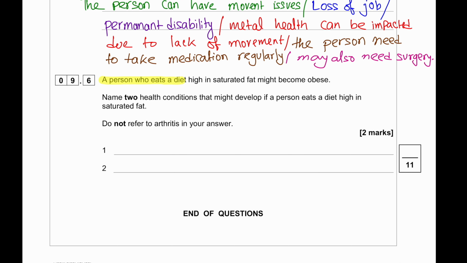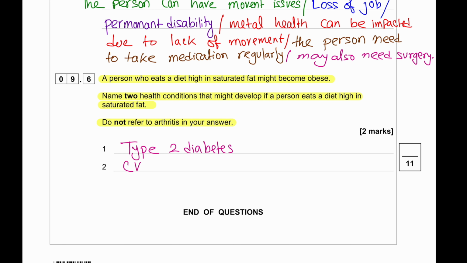A person who eats a diet high in saturated fat might become obese. Name 2 health conditions that might develop if a person eats a diet high in saturated fat. Do not refer to arthritis in your answer because we have already done it. Okay, great. So we can say the person can develop type 2 diabetes, because obesity leads to type 2 diabetes. Definitely the person may develop cardiovascular disease, or may have a heart attack or stroke. So these are all of the possible answers.